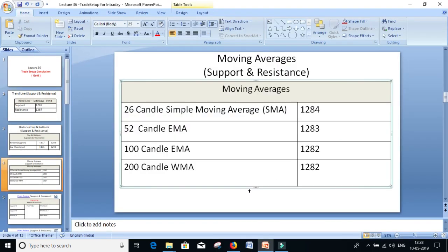So the moving averages are almost right near the gold prices. So we can just check whether the gold prices are moving up or not.